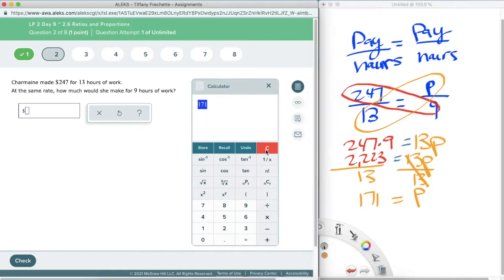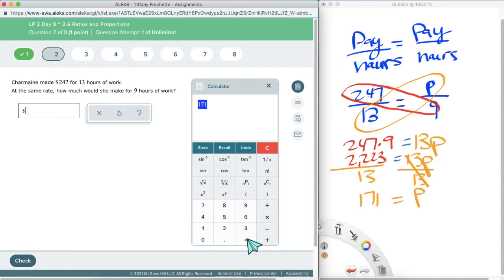We could have said 247 divided by 13. And that would have gotten us 19. What that tells me, if I divide 247 by 13, is she makes $19 an hour. If she makes $19 for every hour, and she works for 9 hours, I can say $19 times 9, and that will also bring me to the 171.